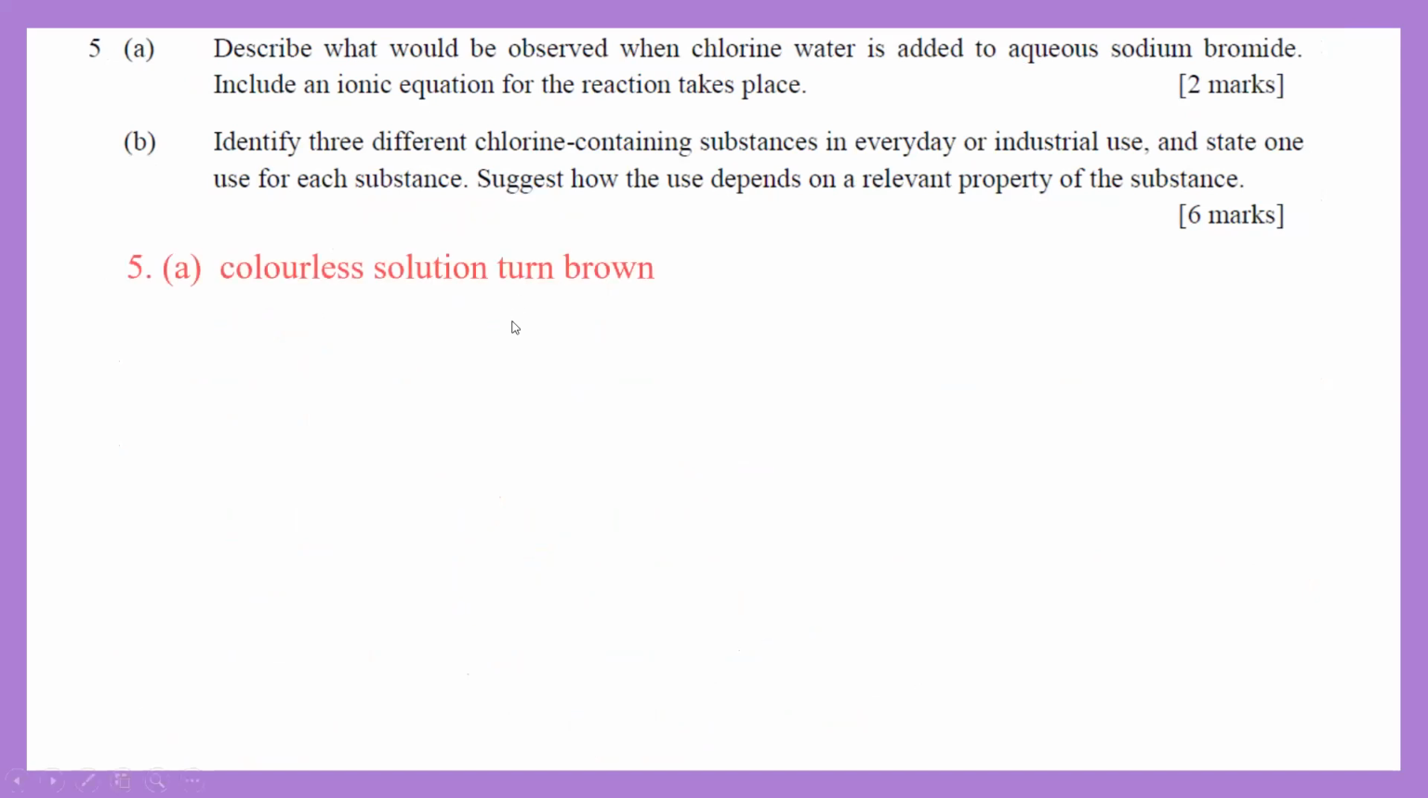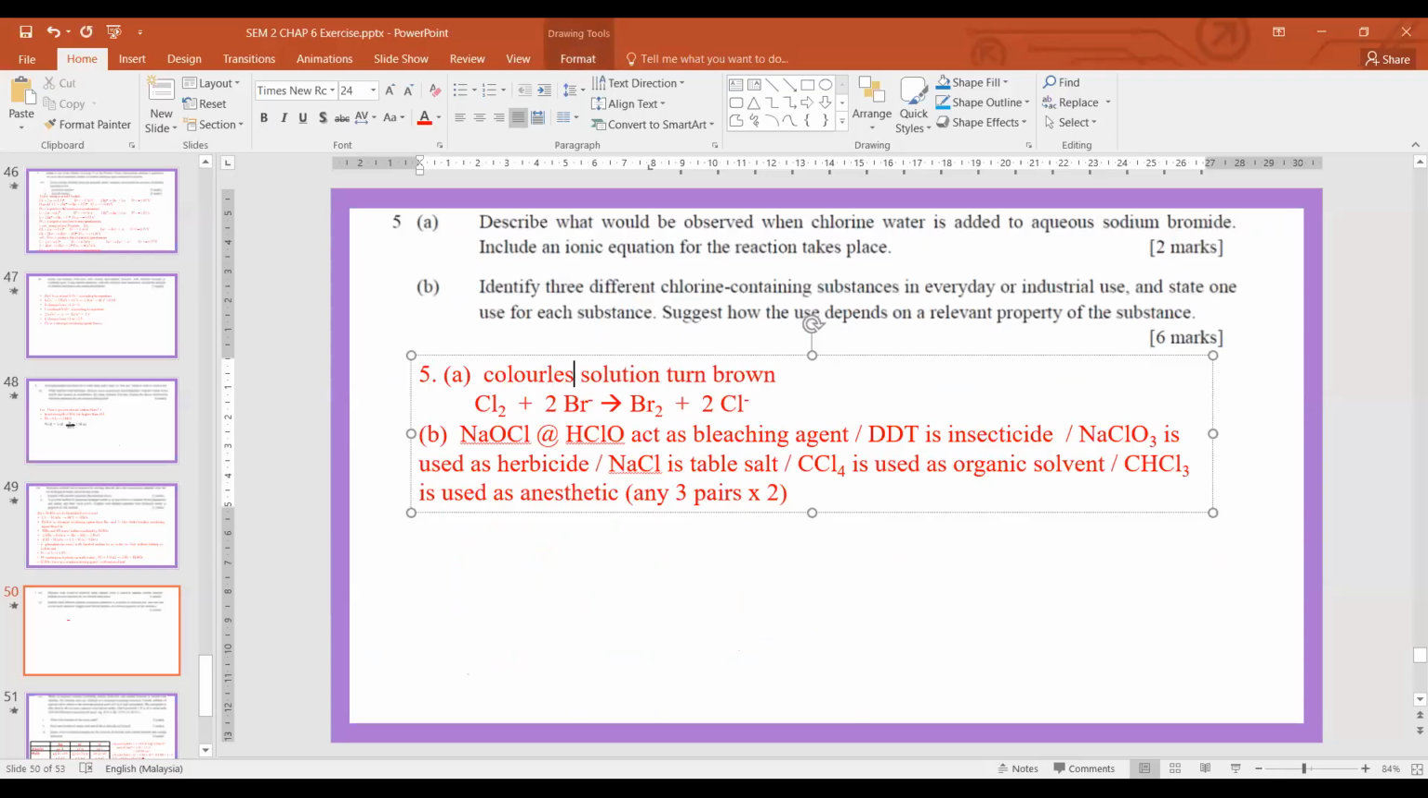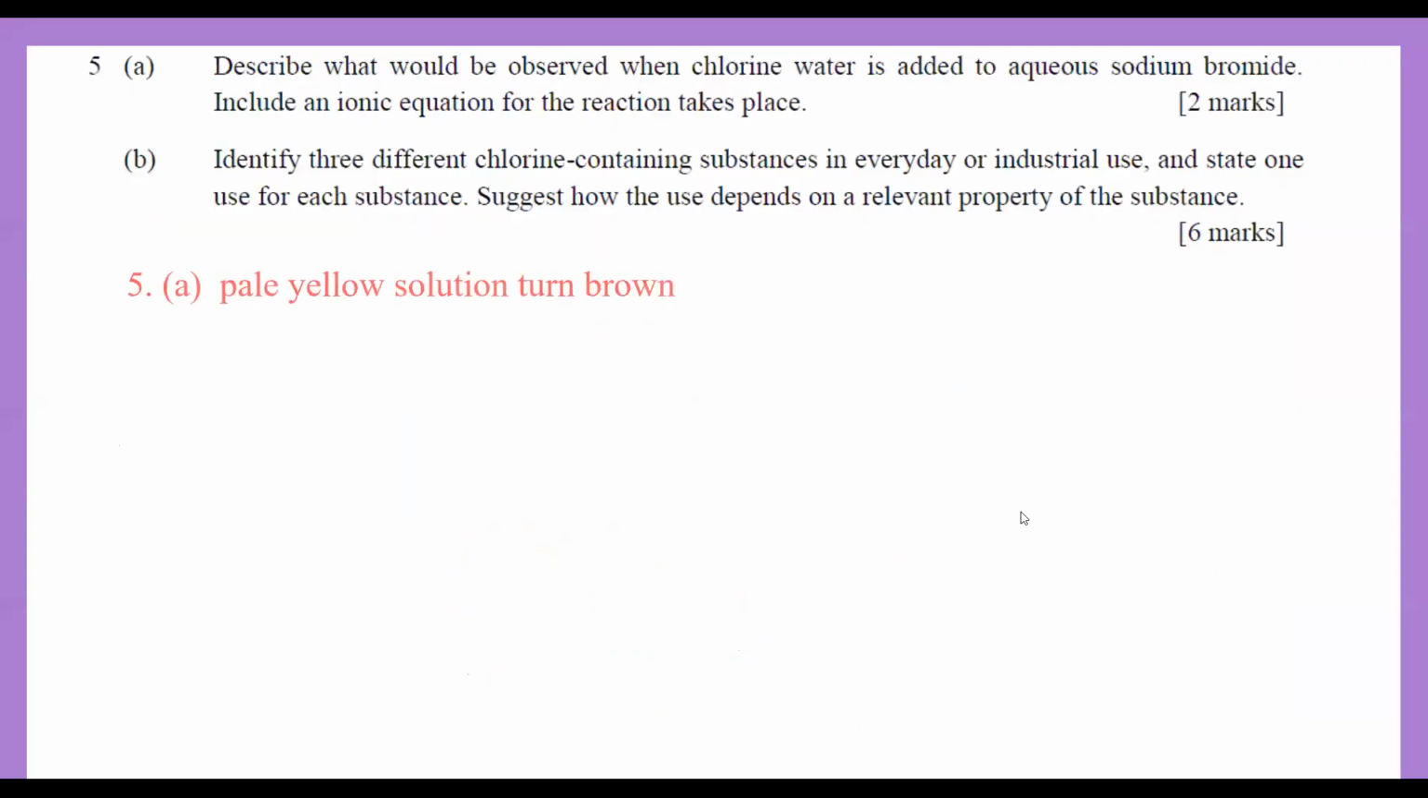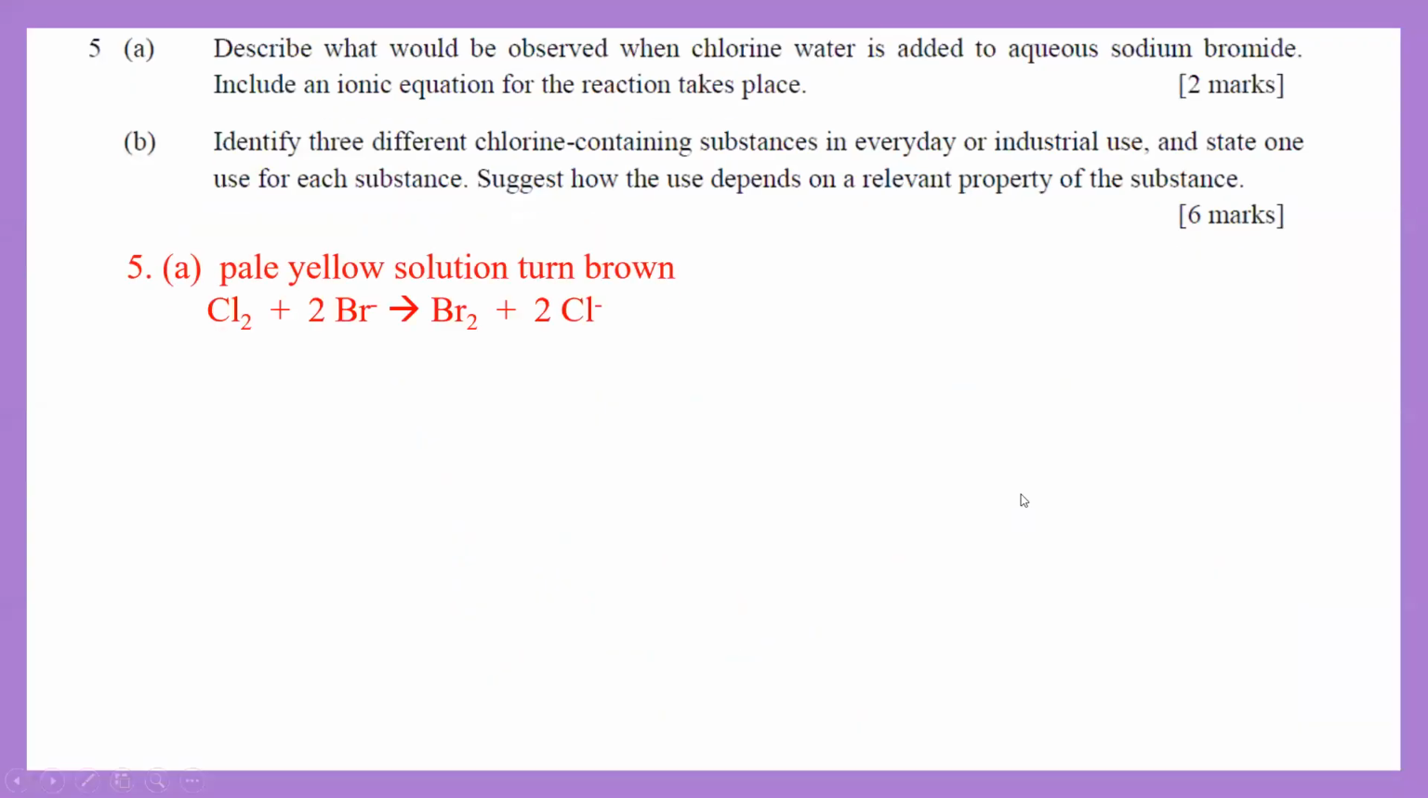So you have to state that the pale yellow solution turns brown. Chlorine in aqueous solution is pale yellow. Sorry for that. So the pale yellow solution turns brown, according to the equation Cl2 plus 2Br minus give Br2 plus 2Cl minus.